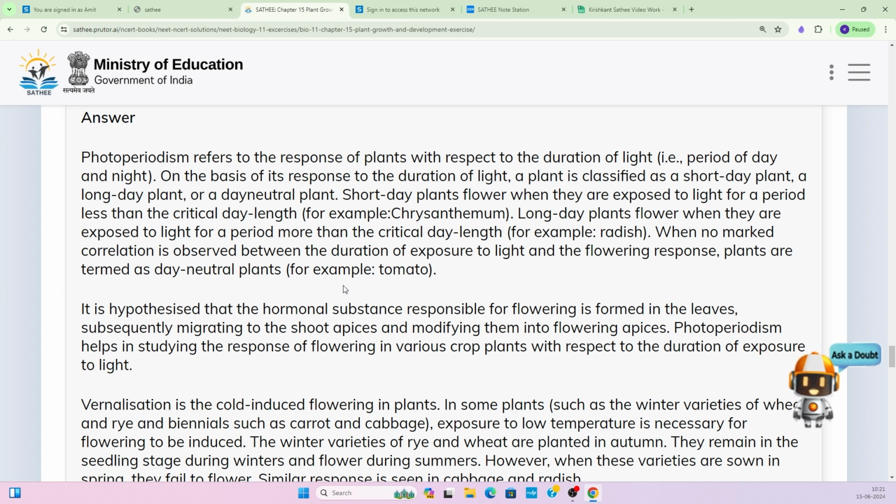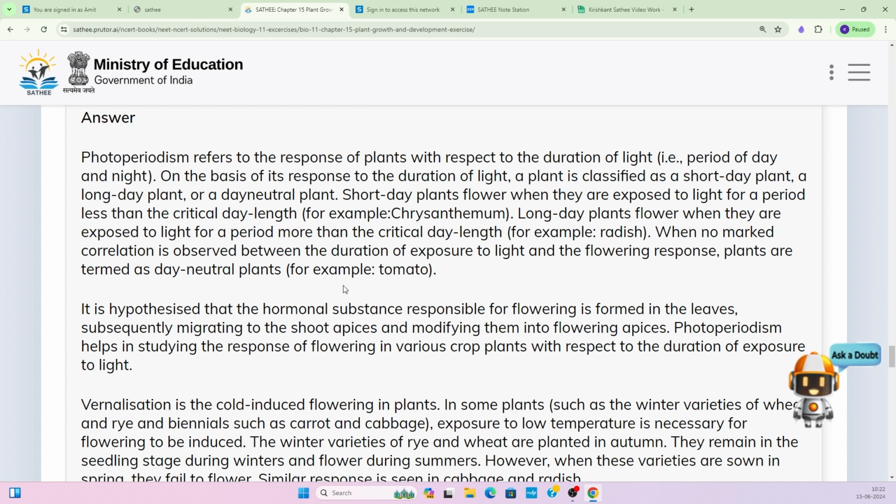Short day plants flower when they are exposed to light for a period of less than the critical daylight, for example, chrysanthemum. Long day plants flower when they are exposed to light for a period of more than the critical daylight, for example, radish. And when no marked correlation is observed between the duration of exposure to the light and the flowering response, then the plants are termed day neutral plants.